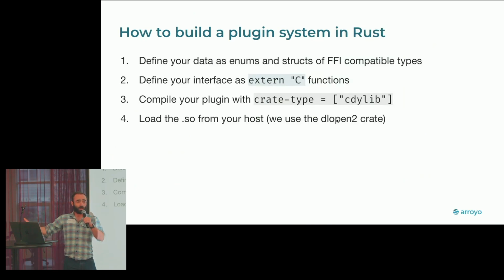So with all that, here's kind of the steps you follow to build a plugin system in Rust. We're first going to define our data types as FFI compatible types. Then we're going to define an interface with extern C functions. We're going to compile our plugin with this special crate type cdylib, which tells the compiler to produce a C-compatible dynamic library. And then after we have that dynamic library, we're going to load it from our host. There's a few different libraries for this. We use the dlopen2 crate.